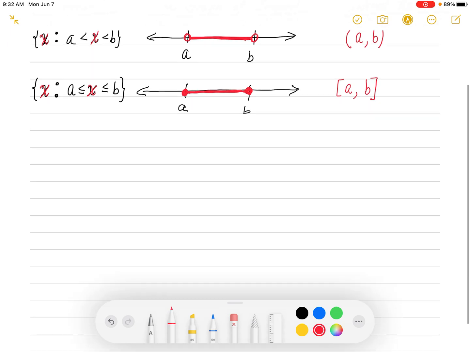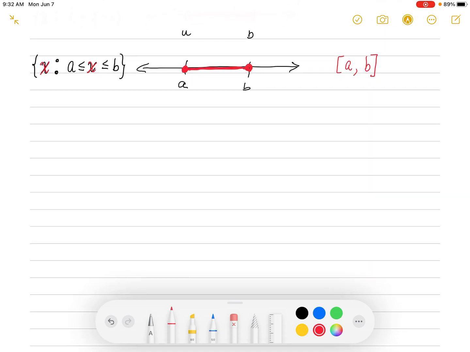You never reach them. Okay, so let's do another interval, another type you might see. Set of all x values such that x is greater than a and less than or equal to b.